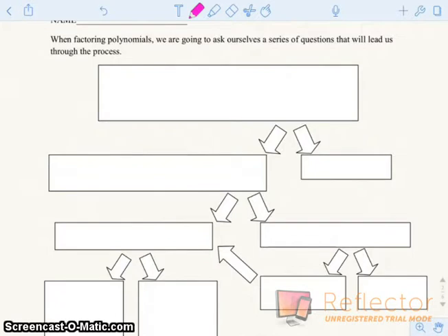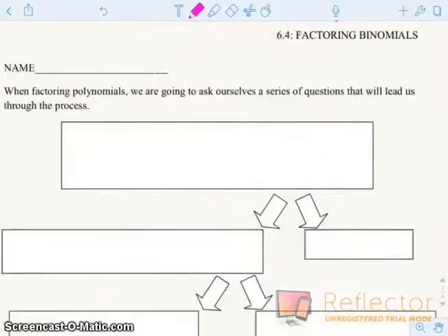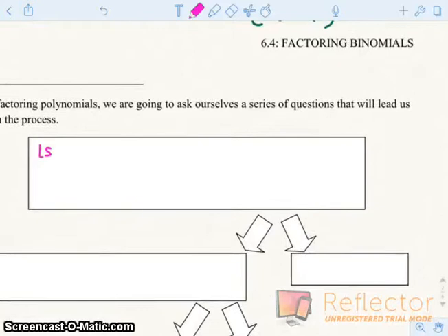You might have seen one that's like, should I get out of bed today, or should I go to school? And then it's like, well, do you have an important test or quiz? No, stay home. Yes, maybe you should go. And then you ask yourself more questions. It's just like this. Okay. So I'm going to start with my first question: is it a quadratic trinomial?